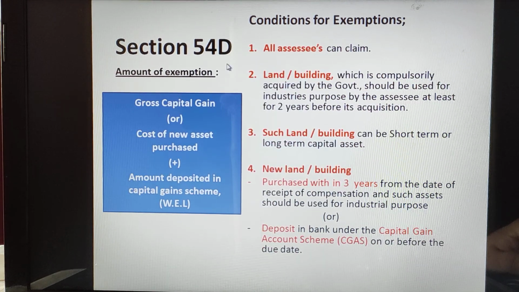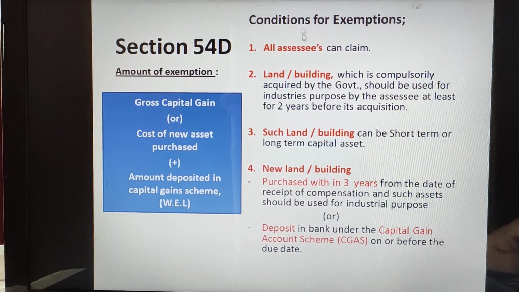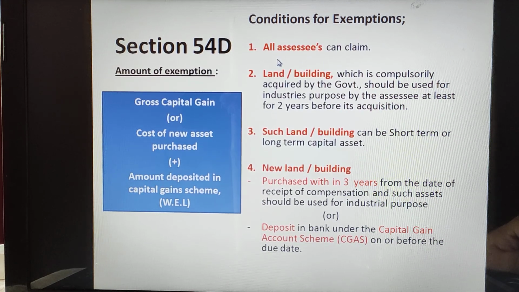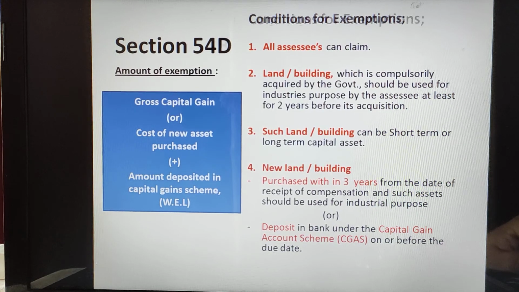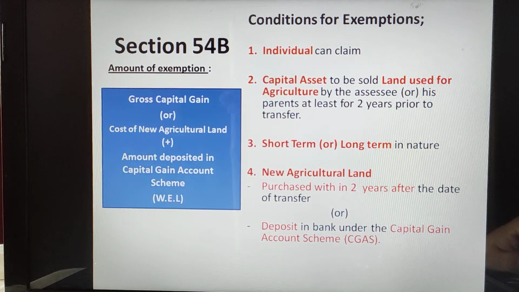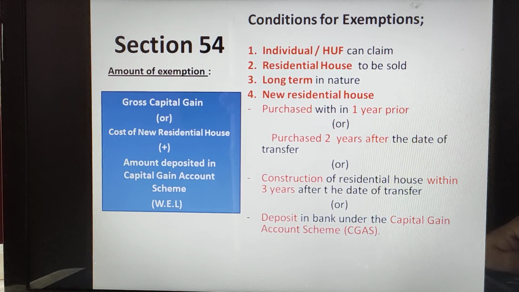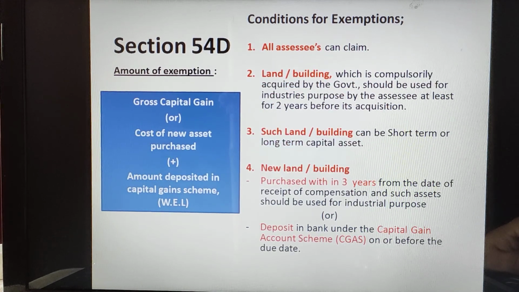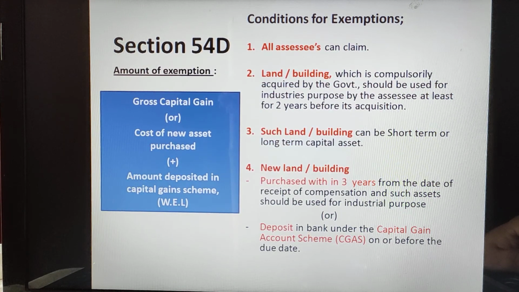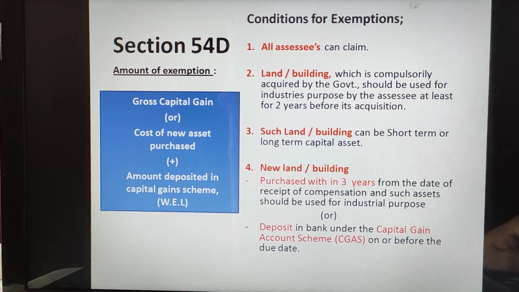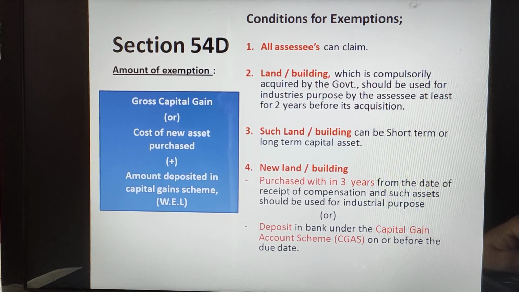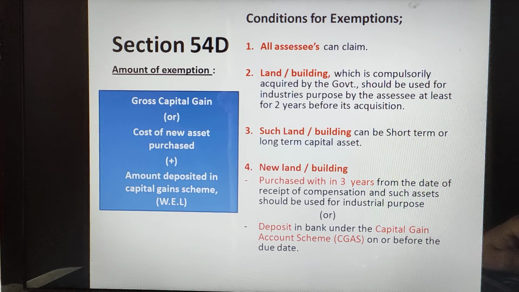So section 54D. What are the conditions when you can apply this section for exemption? Here are the 4 points. First point says that all assessees can claim. In the previous two sections, that is section 54 and 54B, you saw individual or HUF particularly mentioned. In section 54B it is mentioned only individual. But here in section 54D it is mentioned as all the assessees, whether an individual, company, Hindu undivided family or any other type of assessee, all can claim under section 54D. This one point you need to clear.